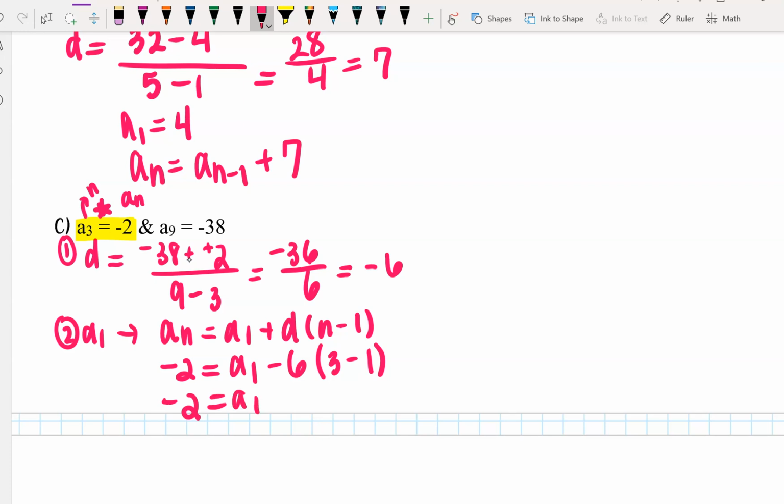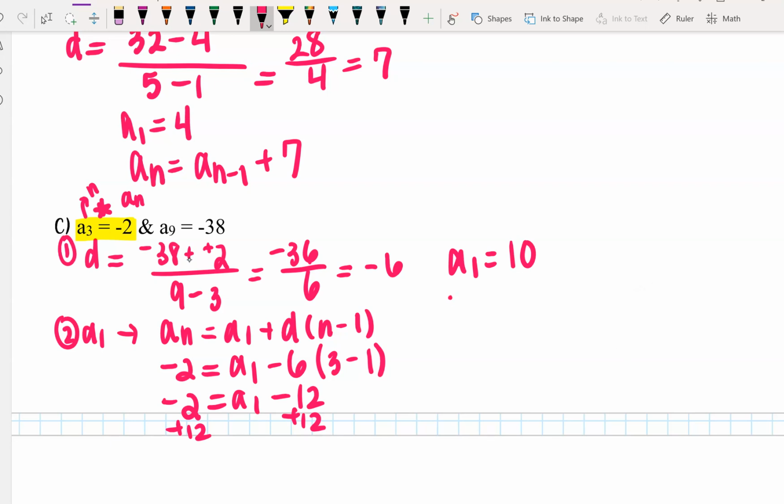So then simplify. 3 minus 1 is 2. 6 times 2 is negative 12. Add 12, add 12. So here your first term is going to equal 10.